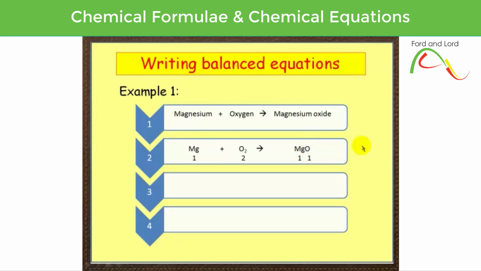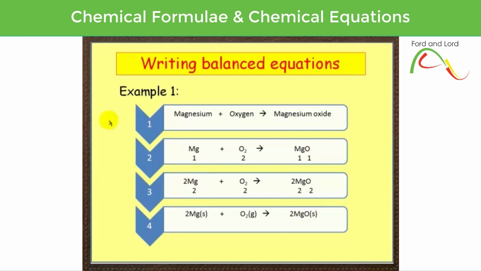Balanced? No. What are we going to do? Remember we had 1, 2, 1, 1. So if we put a 2 in front here, we've now got 2 magnesiums and remember 2 oxygens. Hooray! So 2 there, 2 there. The oxygens are happy. But we've got to make sure we've got enough magnesiums. 2 there, but 2 in front there. We've now got 2 Mgs there. Alright? If you don't follow this, go back and check it again.